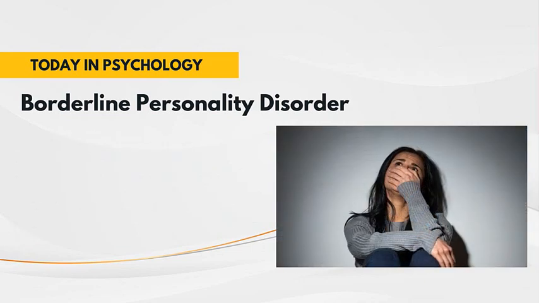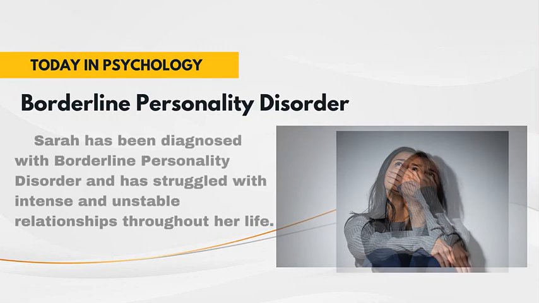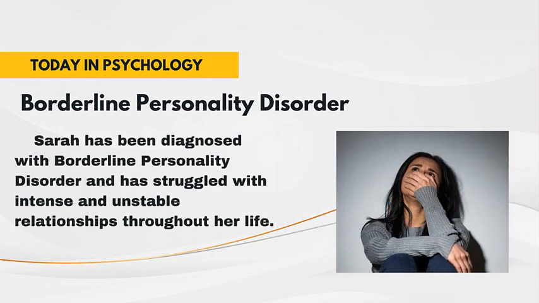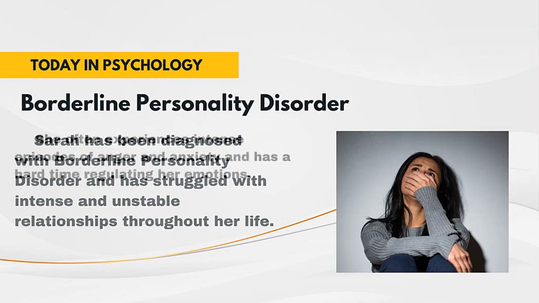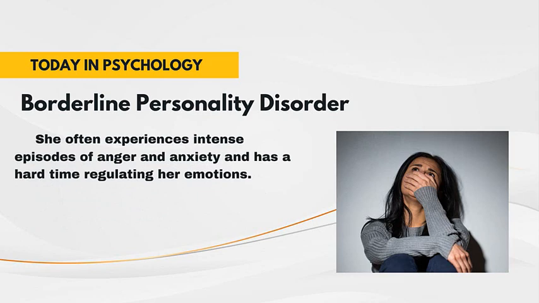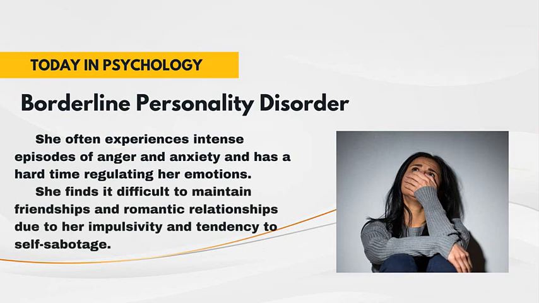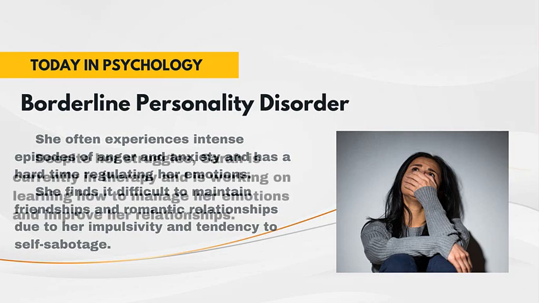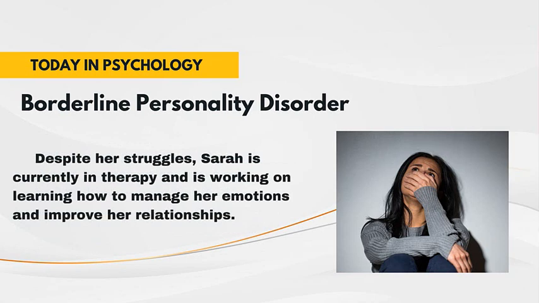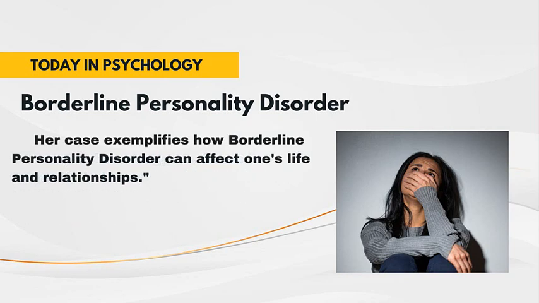To better illustrate this concept, let's take a look at Sarah. Sarah has been diagnosed with borderline personality disorder and has struggled with intense and unstable relationships throughout her life. She often experiences intense episodes of anger and anxiety and has a hard time regulating her emotions. She finds it difficult to maintain friendships and romantic relationships due to her impulsivity and tendency to self-sabotage. Despite her struggles, Sarah is currently in therapy and is working on learning how to manage her emotions and improve her relationships. Her case exemplifies how borderline personality disorder can affect one's life and relationships.